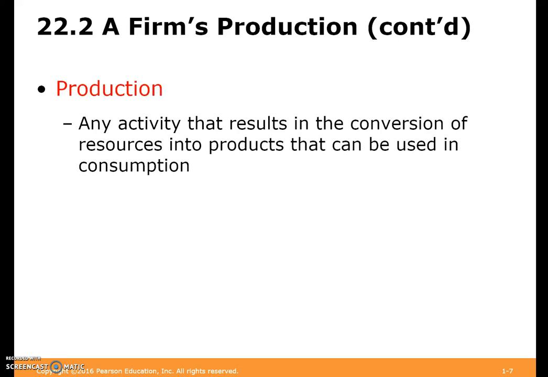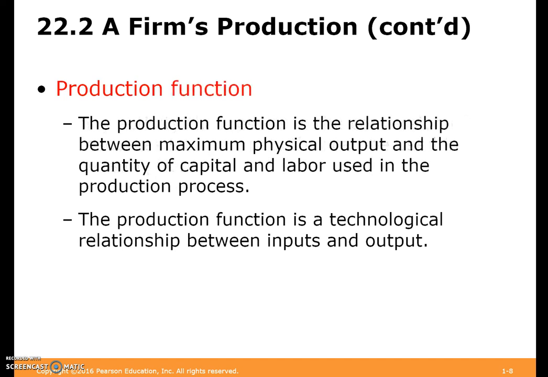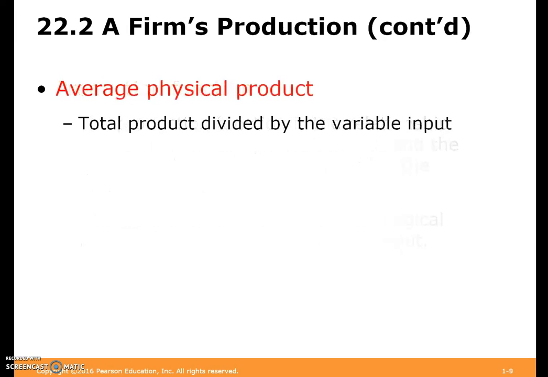So production is any activity that results in the conversion of resources into products that can be used in consumption or in intermediate production. And the production function is the relationship between maximum physical output, which I'm just going to be calling output, and the quantity of capital and labor used in the production process. The production function is a technological relationship between inputs and outputs.